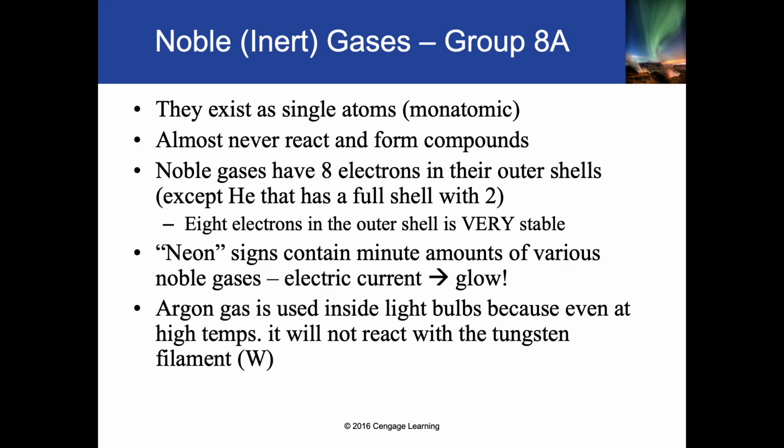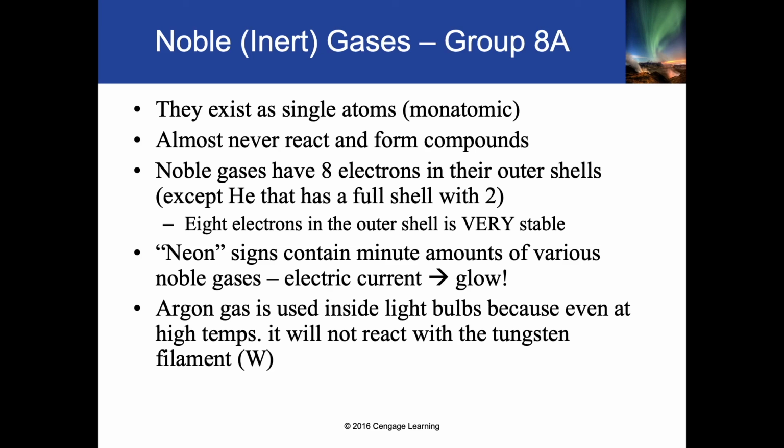Oh, by the way, we call that an octet. When an atom has a full outer shell of 8 electrons, we call that an octet. Kind of like an octopus, but with electrons, so it's octet. The noble gases have 8 electrons in their outer shell, except helium, which has a full shell with its 2 electrons because it's in period 1. And 8 electrons in the outer shell is very, very stable.